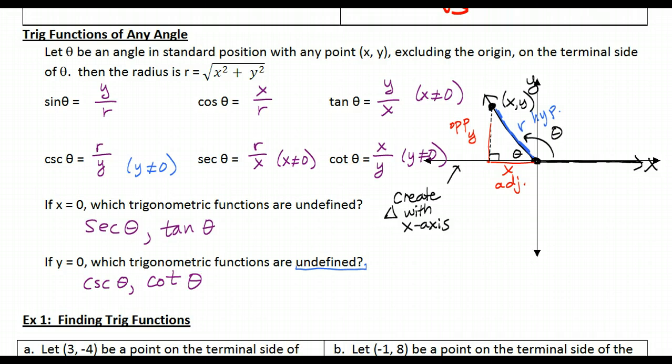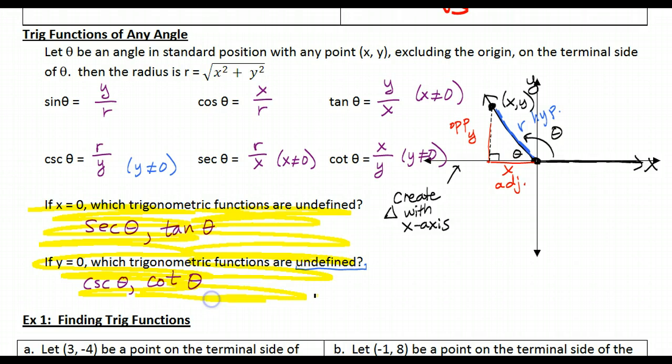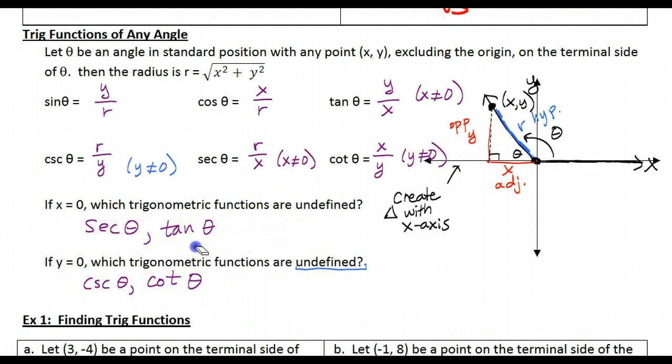You don't have to necessarily have these memorized, because when I try to find those trig values, they're just going to end up being undefined because I'll have 0 on the bottom of a fraction. But I just wanted you to be aware that quite often we are going to get an undefined answer, and that's going to happen when my point ends up on one of the axes. Let me show you what we're doing with example 1.